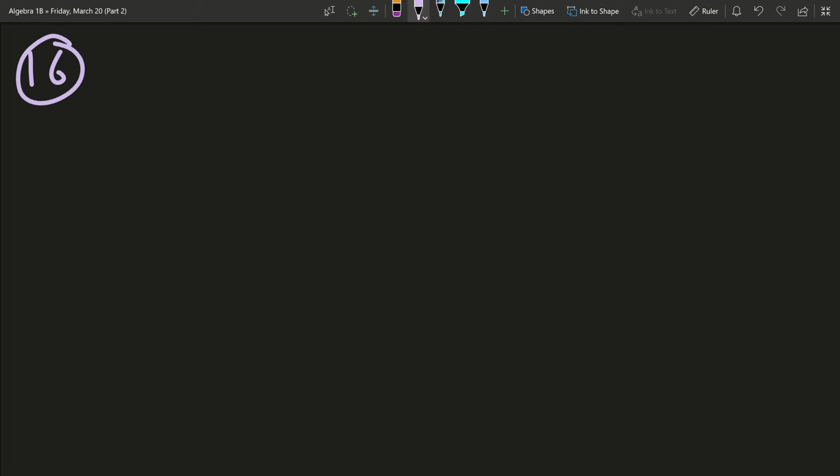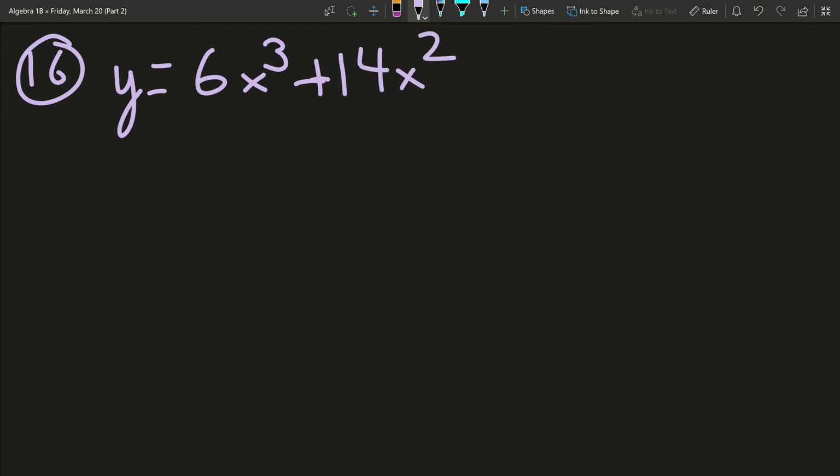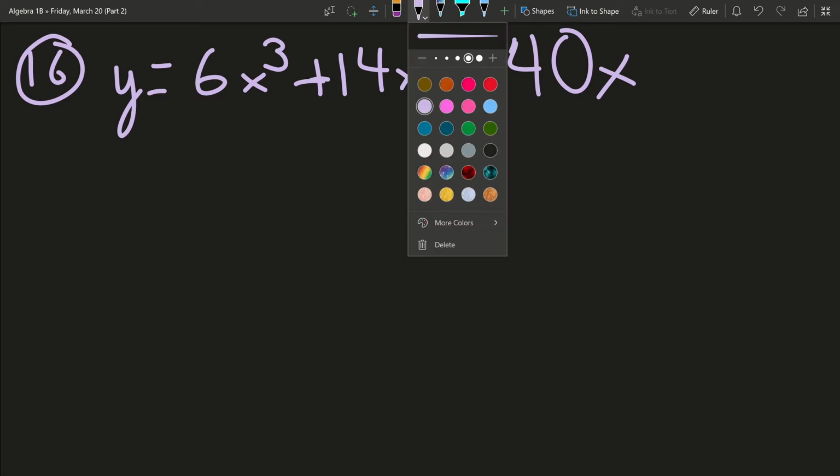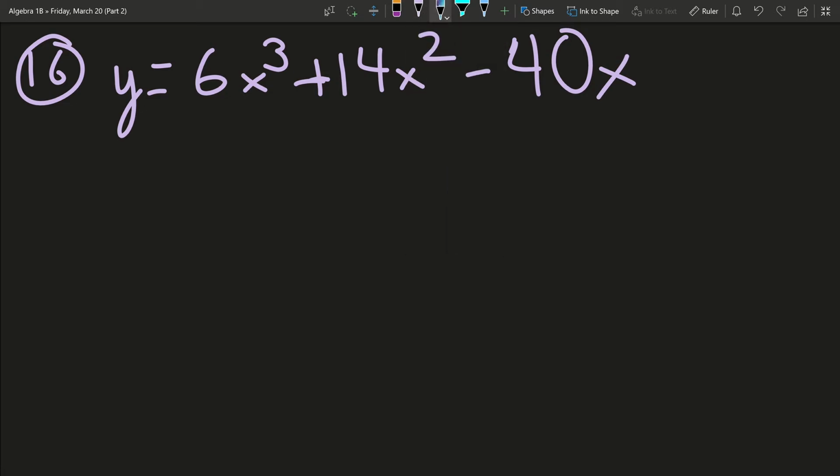We have y is equal to 6x to the power of 3 plus 14x to the power of 2 minus 40x. So to group this, we're going to need to figure out what the greatest common factor is. Once again, what numbers can we take out of this? What is the biggest coefficient we can take out? What is the biggest variable that we can take out?